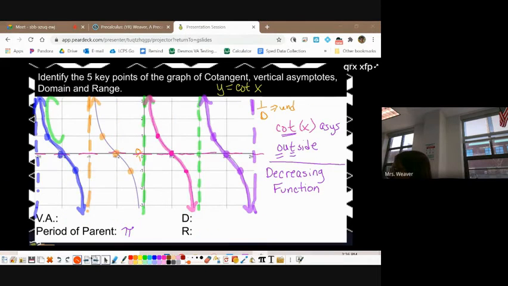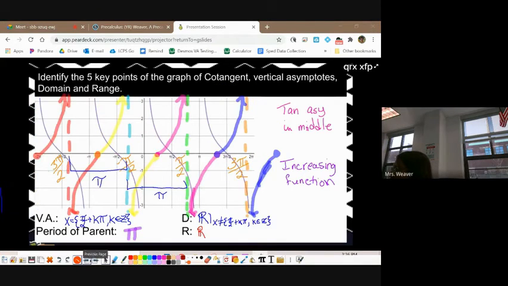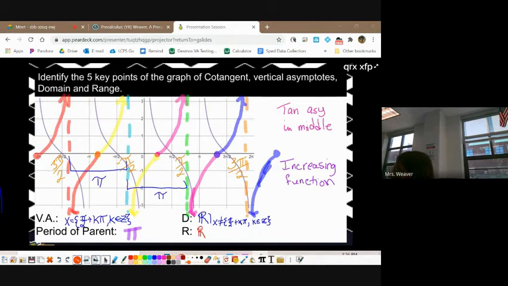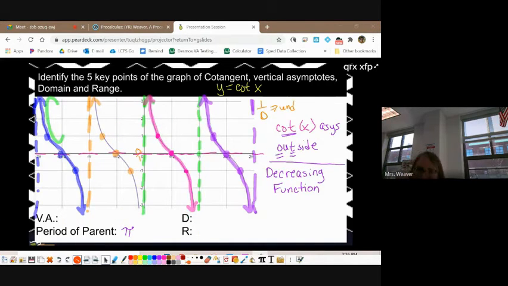So cotangent is decreasing, tangent is increasing. Cotangent kind of looks like a C, tangent doesn't look like a C at all, okay? So that's how I remember it. I'm just sharing my best memory cues. You guys can use whatever memory cues you use to help you tell them apart. Okay, there's more than one way to memorize something, that's for sure.